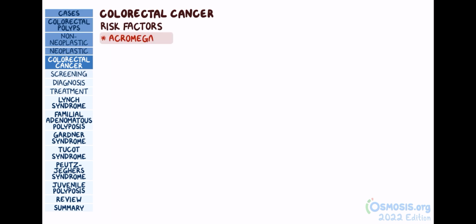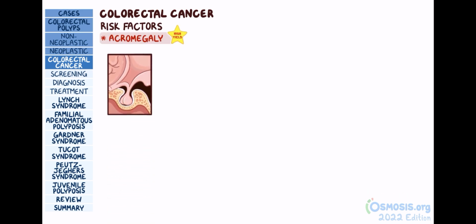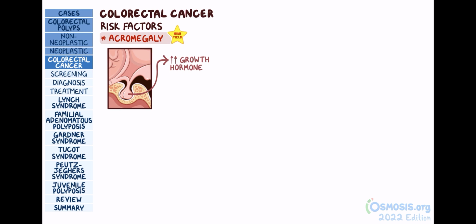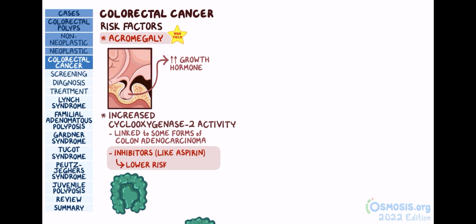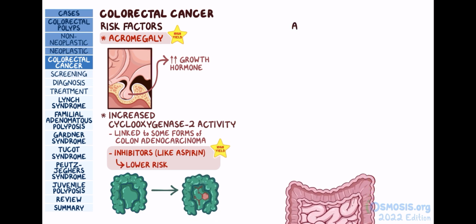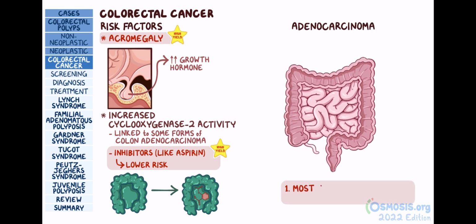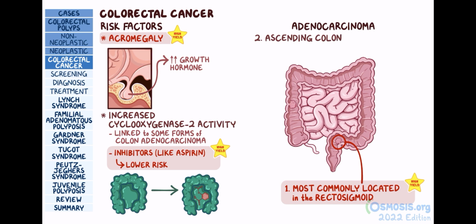Individuals with acromegaly, a condition where the pituitary gland produces too much growth hormone, are at higher risk of developing colorectal cancer. And finally, increased cyclooxygenase 2 activity is linked to some forms of colon adenocarcinoma. So frequent use of inhibitors of this enzyme, like aspirin, can lower risks. For your exam, you should remember that the most common form of colorectal cancer is adenocarcinoma, and it's most commonly found in the rectosigmoid, then ascending colon, and rarely in the descending colon.